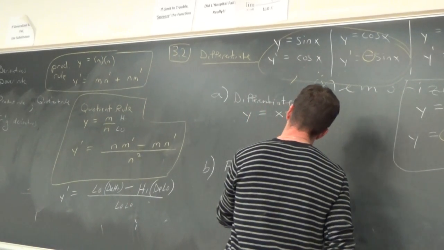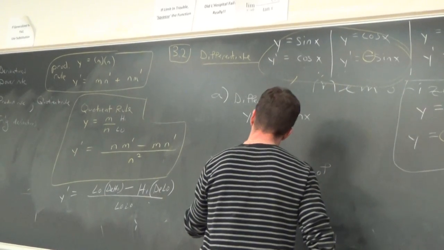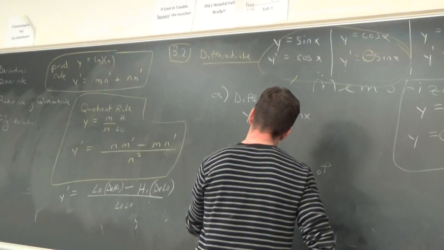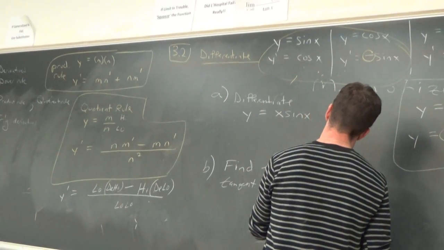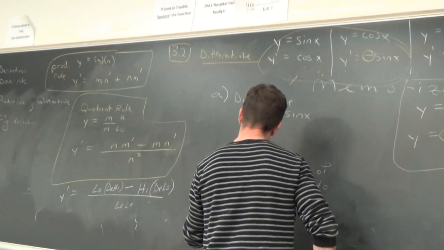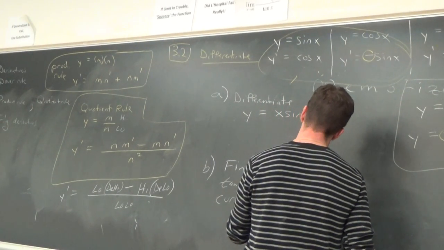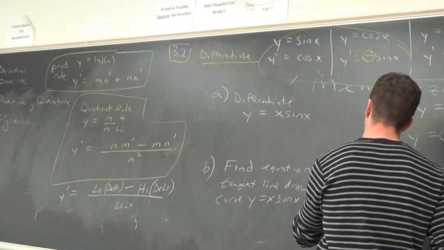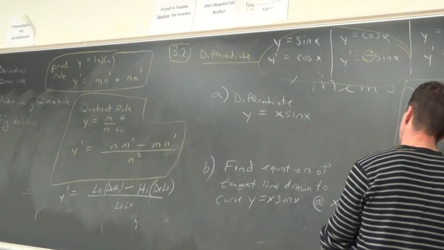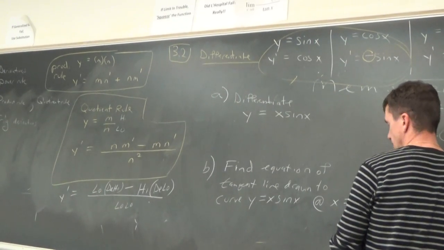Find the equation of the tangent line drawn to the curve y equals x sine of x at x equal to, I think I'll try pi over 2.